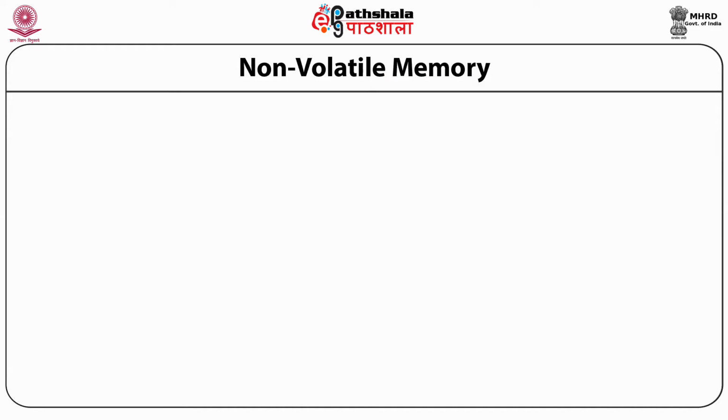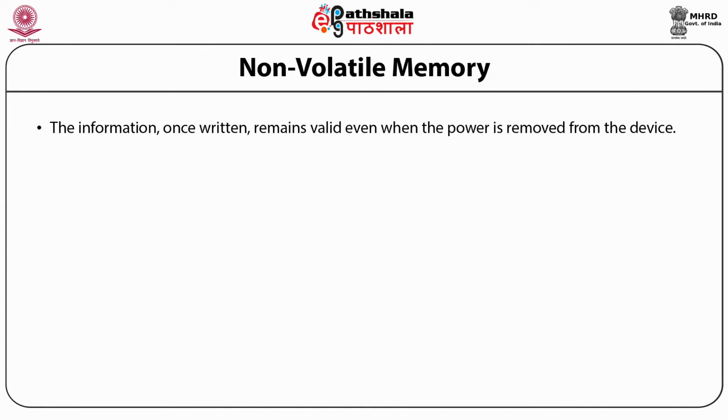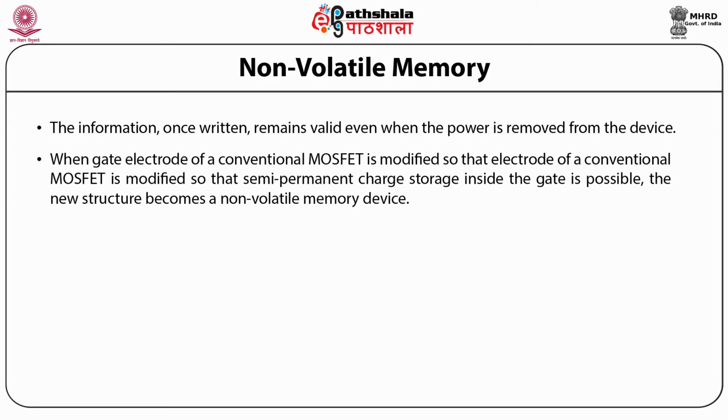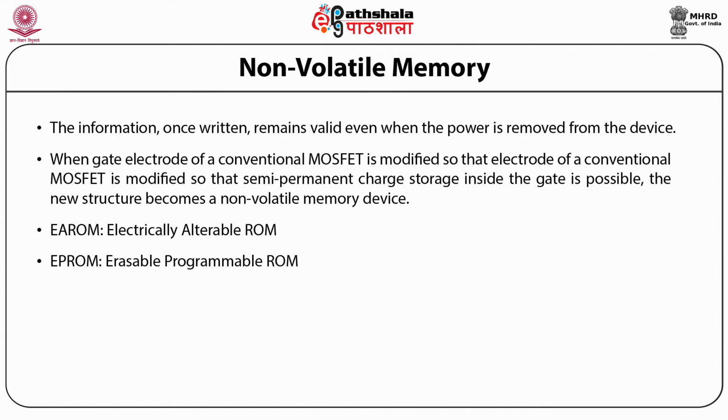Let us now discuss non-volatile memory. The information once written remains valid when the power is removed from the device. So when the gate electrode of a conventional MOSFET is modified so that permanent charge storage inside the gate is possible, the new structure becomes a non-volatile memory device. And this includes the EAROM, that is electrically alterable ROM, EEPROM, erasable programmable ROM, and NVRAM, non-volatile RAM.